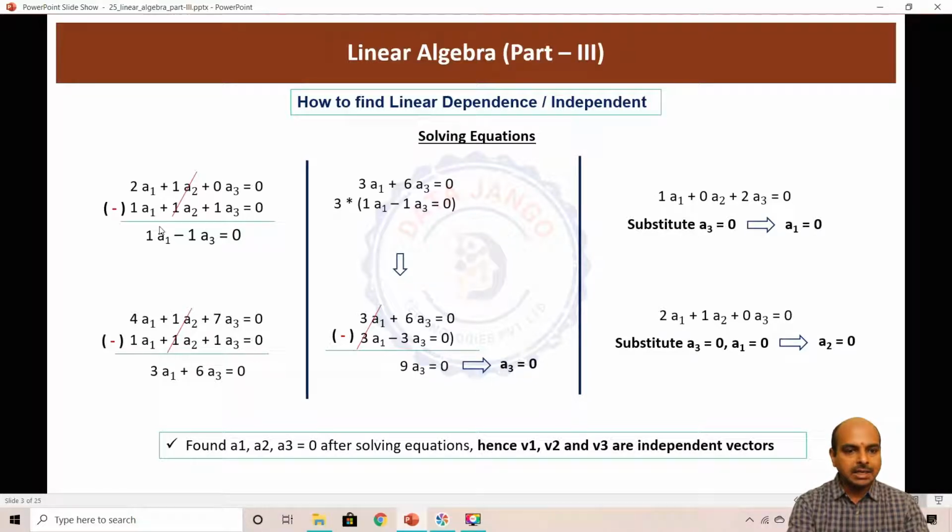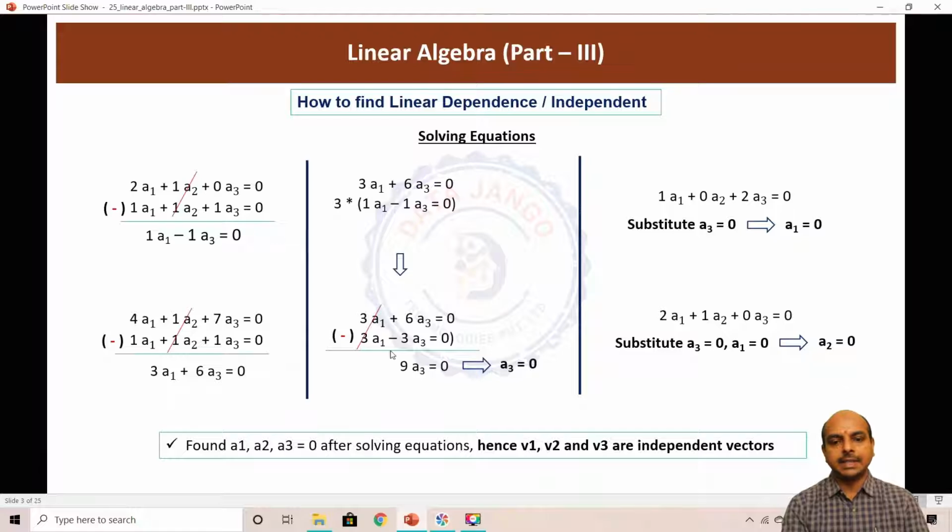Now if you multiply this equation with 3 and subtract it from this equation, you get the a3 value. See, 3a1 plus 6a3 is this output, and 1a1 minus 1a3 is this output, and I am multiplying this with 3 and then subtracting one from another, and I have got 9a3 is equal to 0, a3 is equal to 0. I have got one coefficient 0 of the linear combination of three vectors. One coefficient I have got 0.